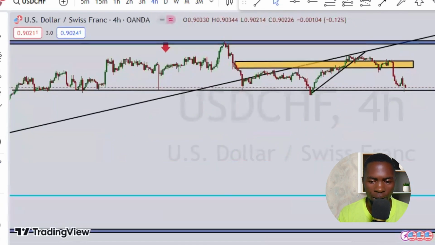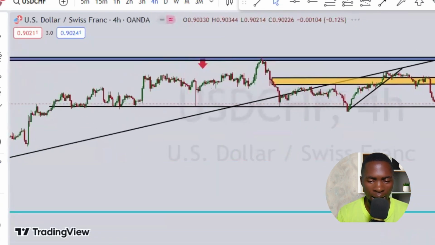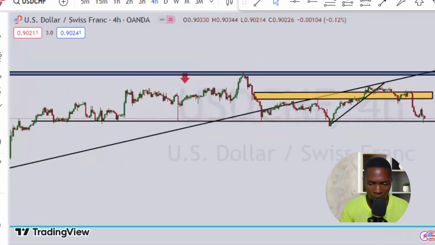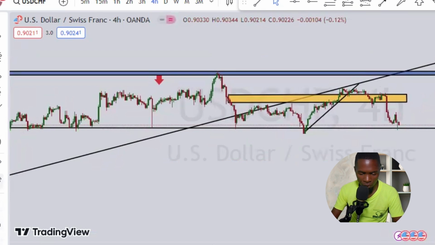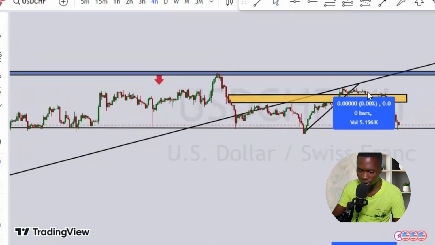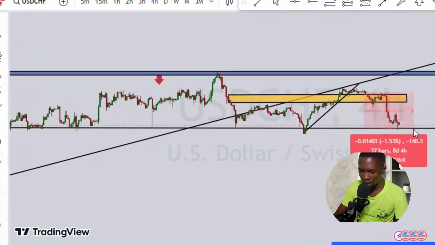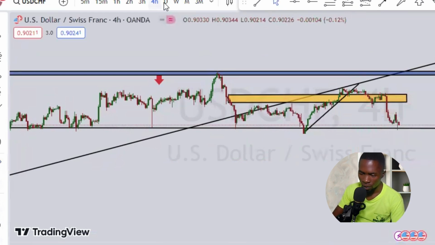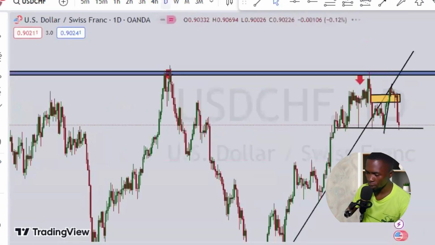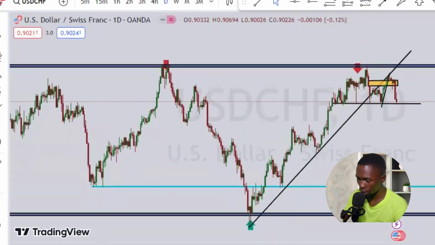And the market played very well, but I did not take this trade. You can see the trade is already on around 140 pips. For those who took this trade, I know you are now on good profits.